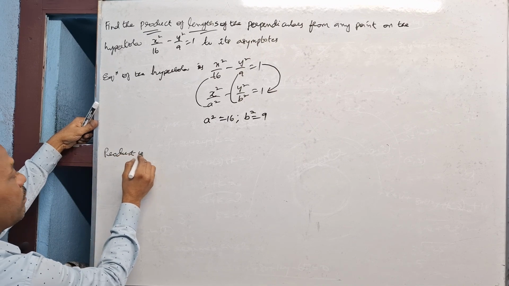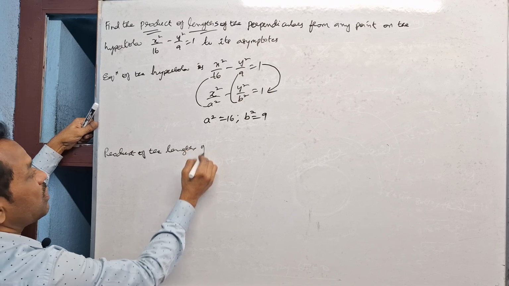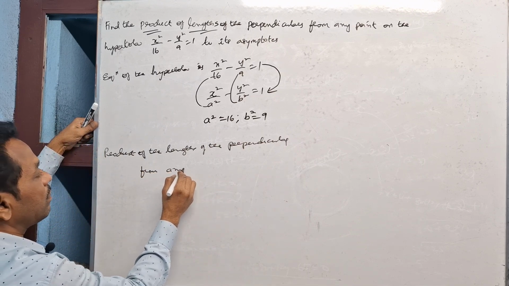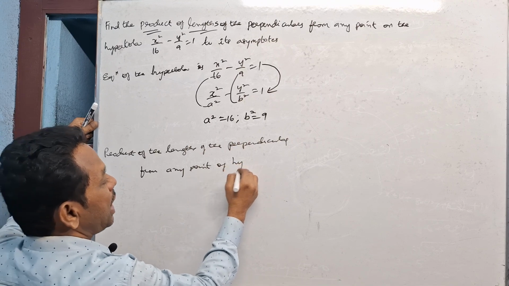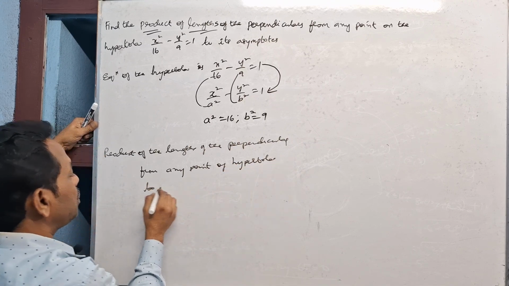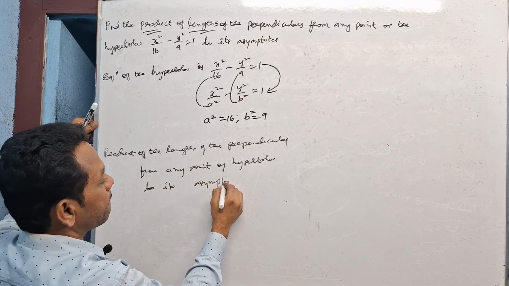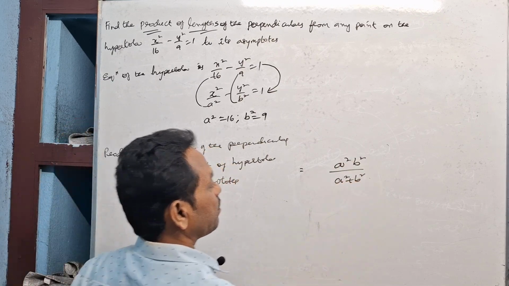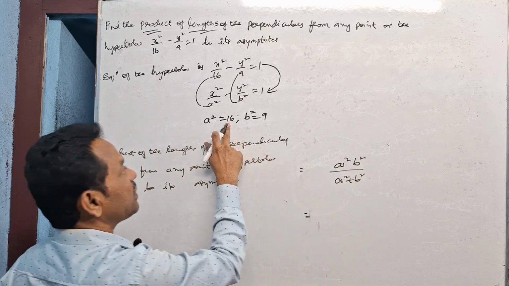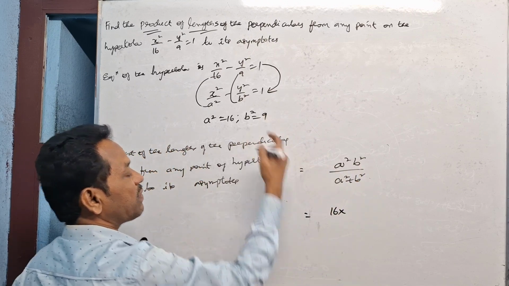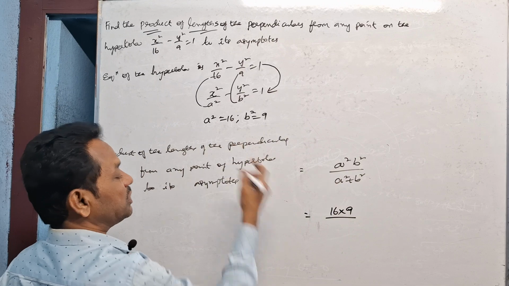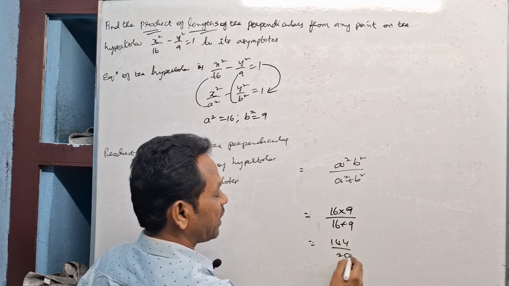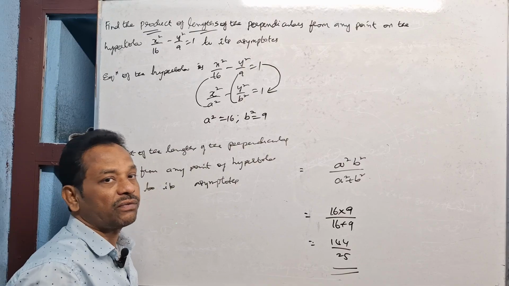So the product of the lengths of the perpendiculars from any point of the hyperbola to its asymptotes is equal to, the formula is a square b square by a square plus b square. So let me put the values. The value of a square is here 16, into the value of b square is 9, divided by a square is 16 plus 9. 16 into 9 is 144 by 25. So our answer is 144 by 25.